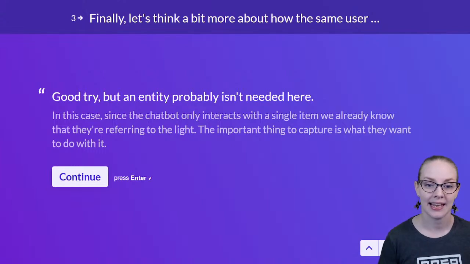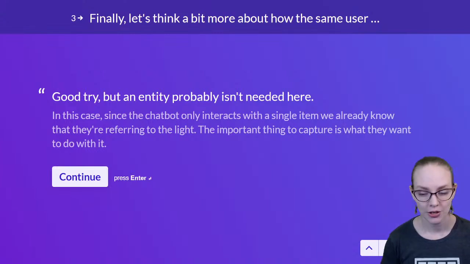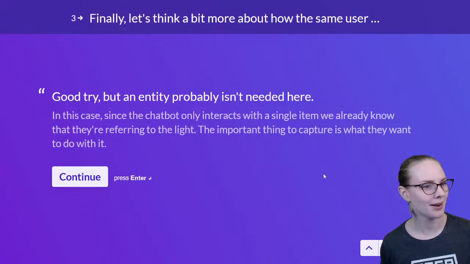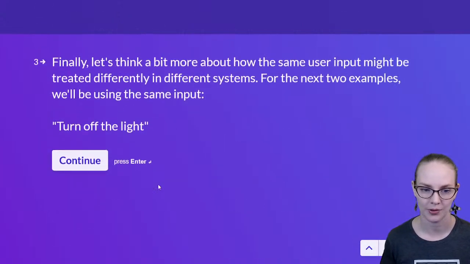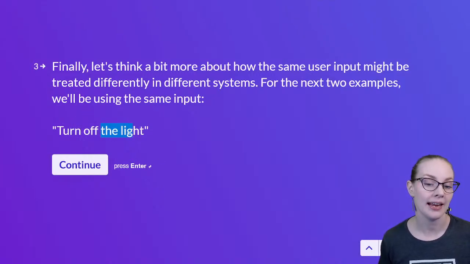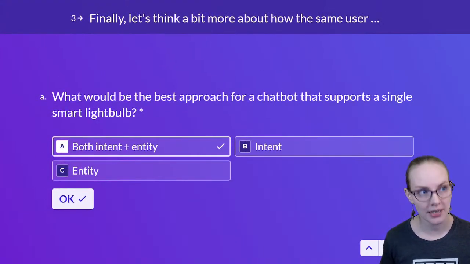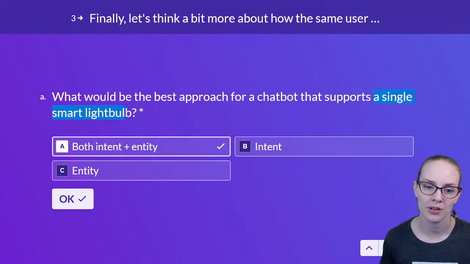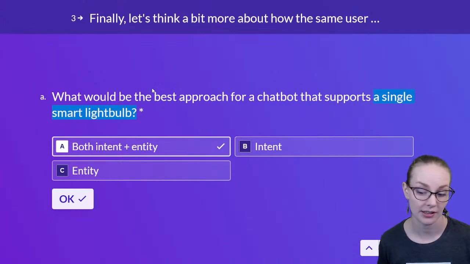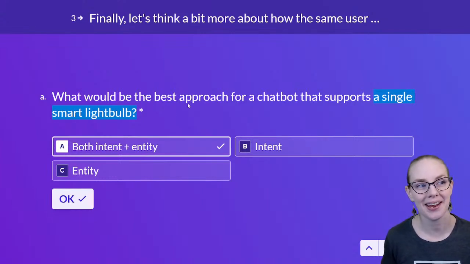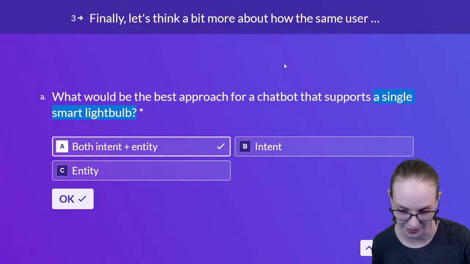So I said an intent and an entity, but we don't actually need an entity in this example. So even though looking at, someone else guessed A, probably not in this case. So even though in this example, turn off the light absolutely could be treated as an entity, in this case, we don't need to, because our assistant supports a single smart light bulb. So we don't really need the information that we're referring specifically to the light, because it's not ambiguous, right? Any action that we do is only going to be affecting this one smart light bulb.